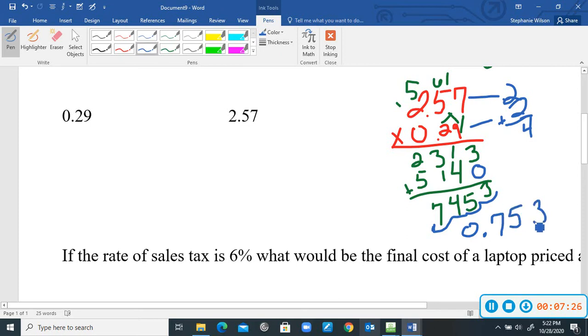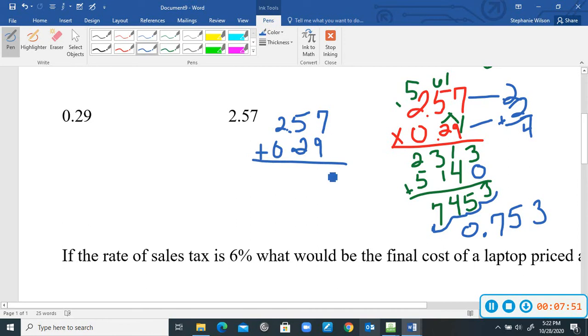Okay? So let me go ahead and do an adding one in case, okay? So I got $2.57. So that means I got to line that decimal from the 29 cents up. So I can add or subtract, but I'm going to add here.